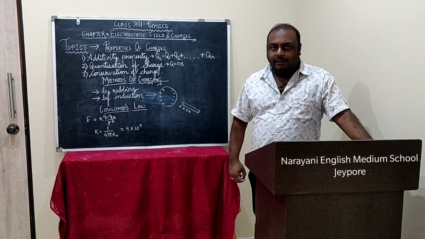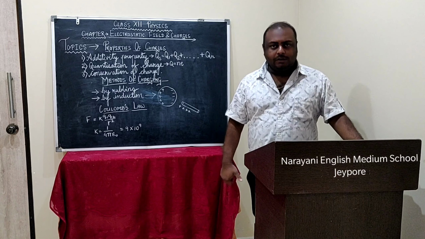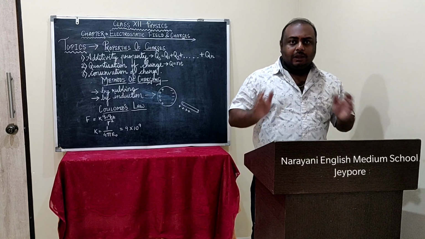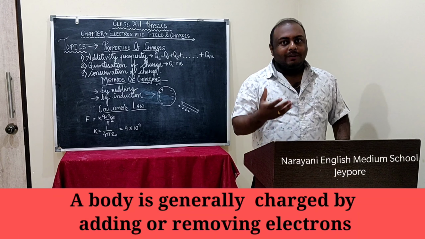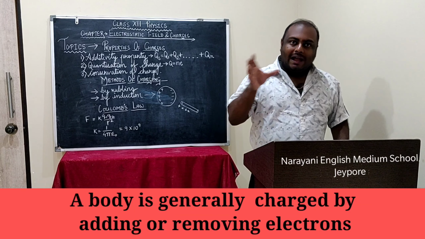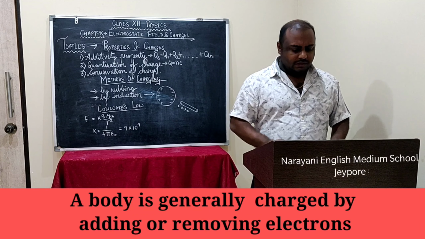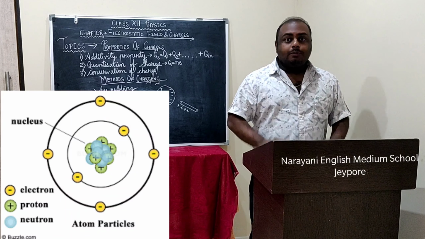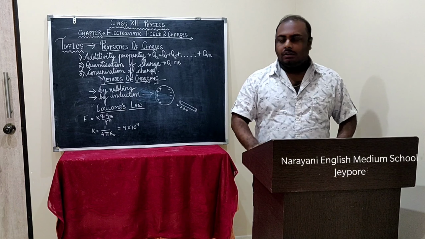Coming back to the topic, additivity property of charge. What is the additivity property of charges? In the previous class, we discussed that if we want to charge a body, there are two methods of doing that. We have to add electrons or we have to remove electrons, because as you know, it is very difficult to disturb the protons. So basically, we are going to add electrons or remove electrons.